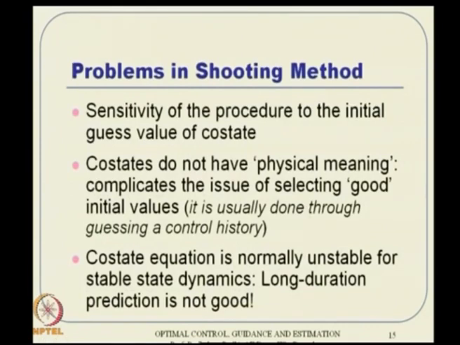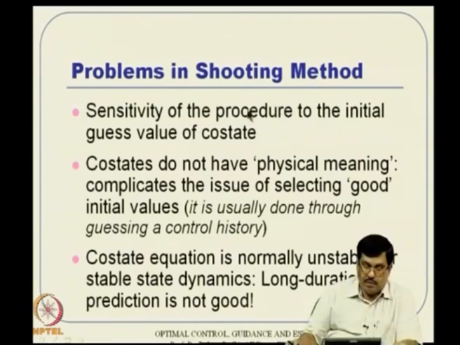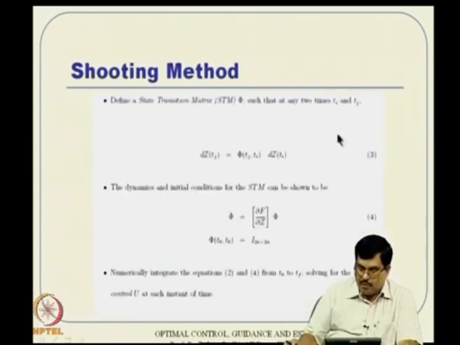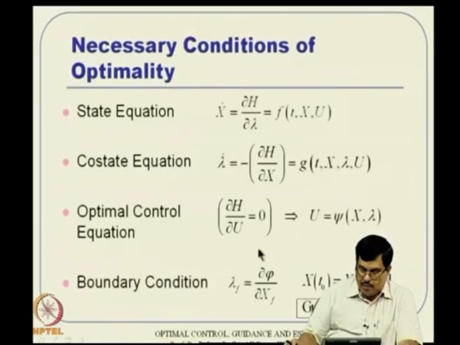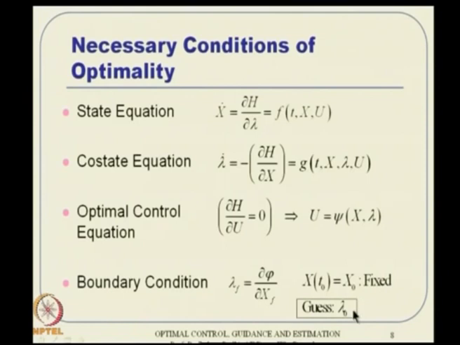Now, there are several problems in this method. First of all, as you might have noticed, this particular method is in general sensitive to the procedure. The sensitivity of the procedure to the initial value of the costate becomes a major issue here, and that is very apparent also. Like if you guess a wrong value of lambda 0, it turns out to be sensitive. And it can be very misleading also.